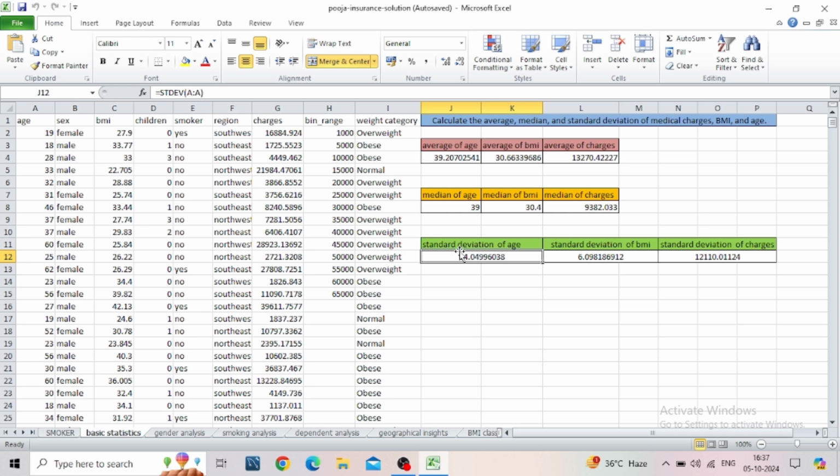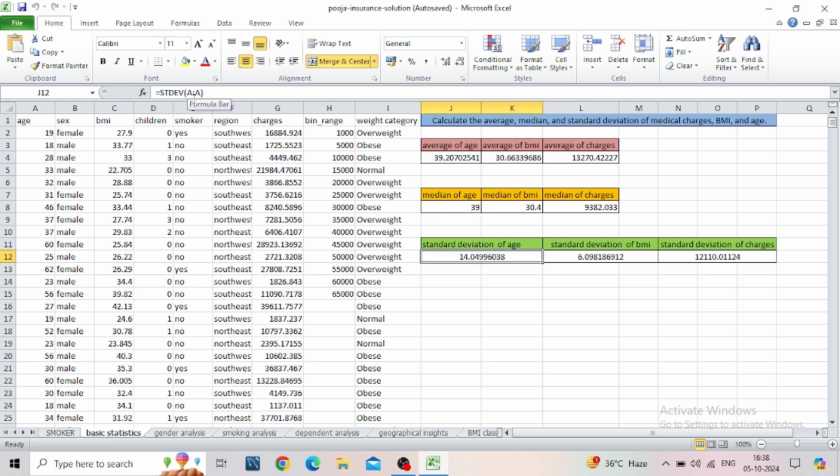To calculate the average age, I used the formula equal AVERAGE and the age column, as you can see in the formula bar, and for the median age I used the formula equal MEDIAN and the age column, as you can see here. And to find the standard deviation, I applied the formula equal STDEV, standard deviation, and the age column.